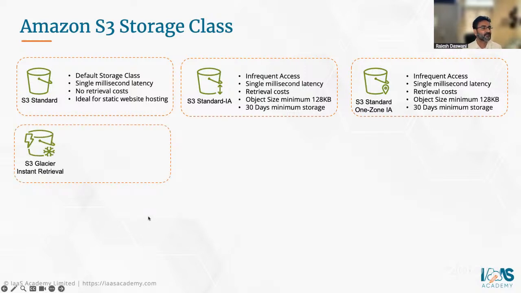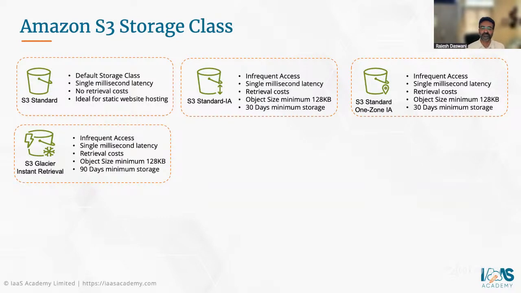Then we have the Glacier storage class. The Glacier storage class is for infrequent access. It gives you single millisecond latency, and it is designed for archival storage, but the Glacier Instant Retrieval feature gives you instant access to your data. So it's designed for you to store your data for at least 90 days. You're going to rarely access your data. You want to benefit from an archival storage element, but you might need access to it within a 90-day period. And so you can use the Glacier Instant Retrieval storage class. It still gives you that single millisecond latency access and is designed to help you reduce your cost overall.